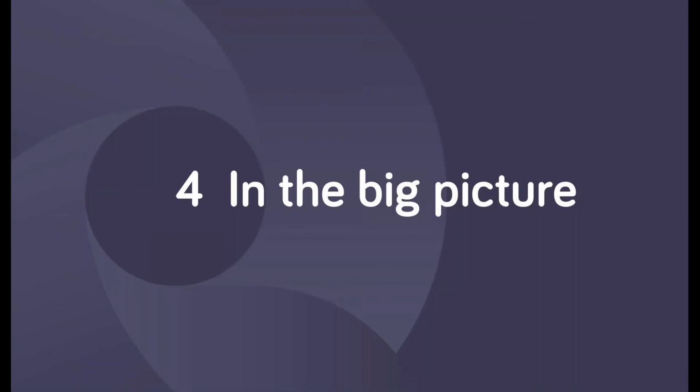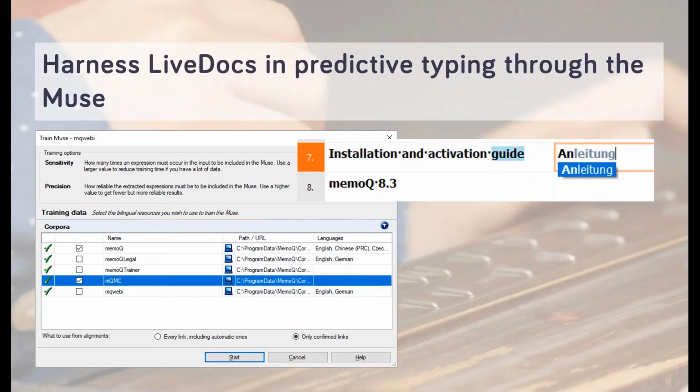And because we are running out of time, let me show you the big picture. I'm going to show you in slides, because time is short, my other favorite feature in the memoQ translation editor: predictive typing, especially when the muse is fired up and trained and is giving you the hints.